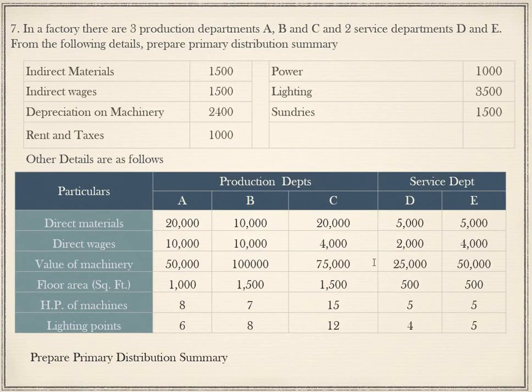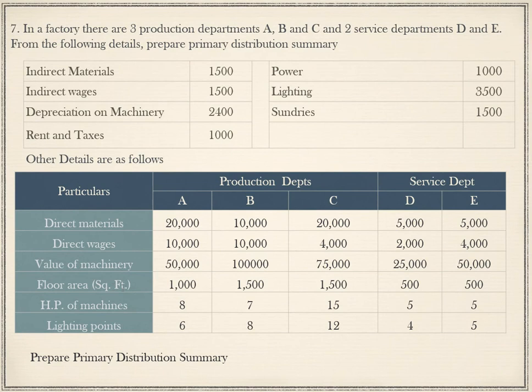Next one is value of machinery. The ratio for this, how are we going to calculate? By taking the least amount and dividing it into all the amounts. So 25,000 is the least amount. I'm going to take this, and if we divide 50,000 by 25,000, how much you're going to get? 2 is to 4 is to 3 is to 1 is to 2.